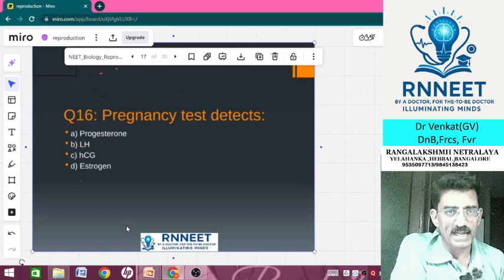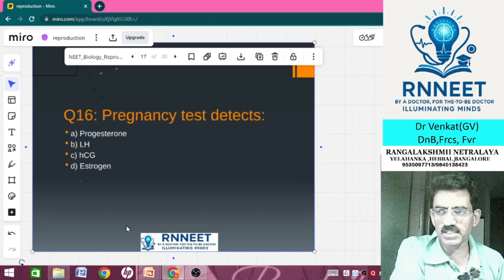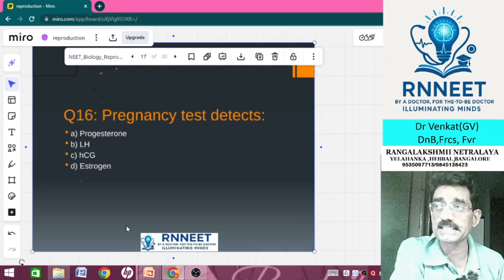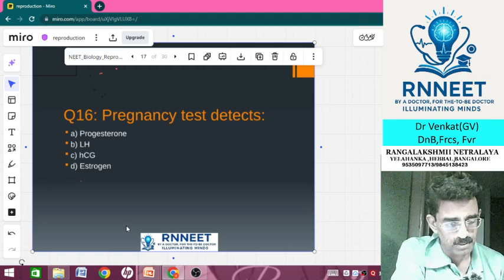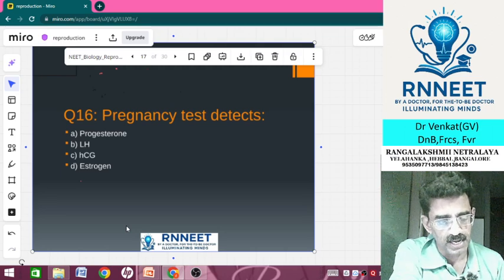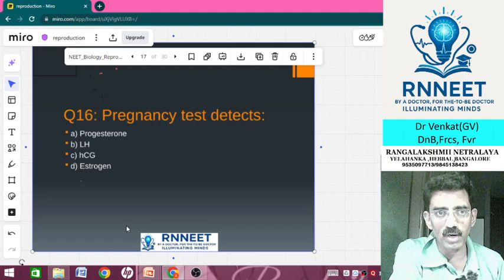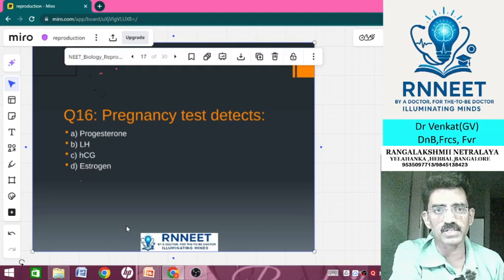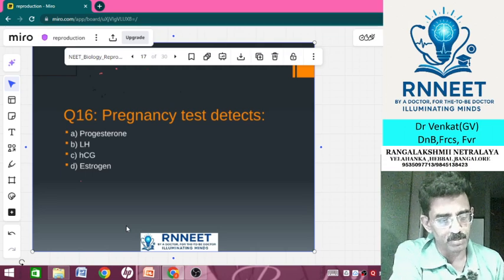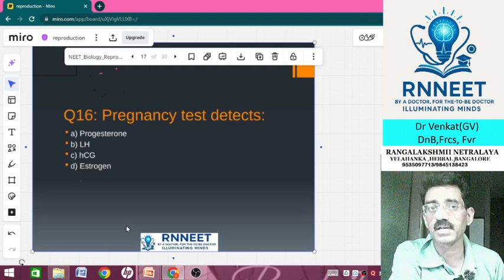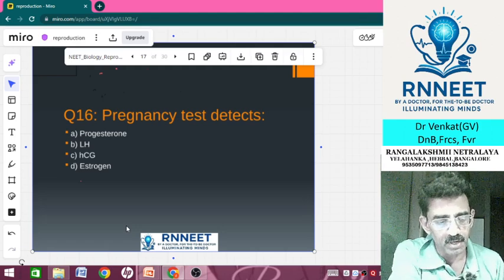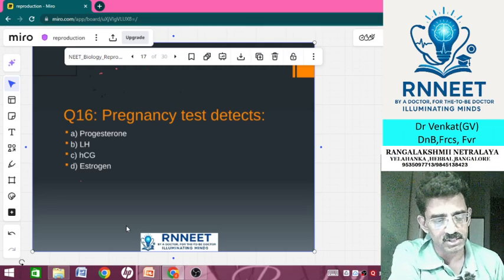Pregnancy test detects. There are a number of pregnancy tests, but we know the typical Gravindex test, also known as the pregnancy test. Which hormone will it detect? Does it detect progesterone, LH, HCG, or estrogen? Regular menstruation has estrogen and progesterone as well as LH, but LH is generally not seen clinically, so any particular menstruation will show these hormones.